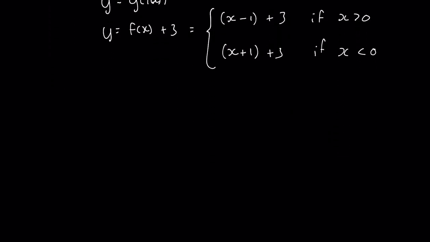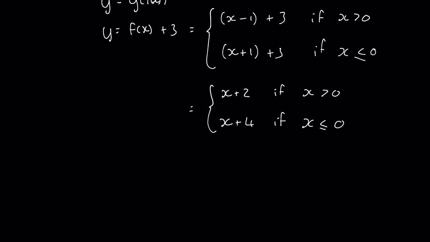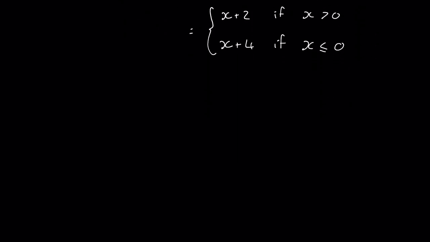Okay, so let's simplify this bracket now. So that becomes x minus 1 plus 3 is x plus 2 if x is greater than 0. And x plus 1 plus 3 is x plus 4 if x is less than or equal to 0. Sorry, that should also have an equal there. Right, and now we're ready to sketch. So I don't need to show you all the working out of the functions again because x plus 2 and x plus 4 were the same two functions that we used previously. We just have to make sure that we get the included and excluded x values correct.